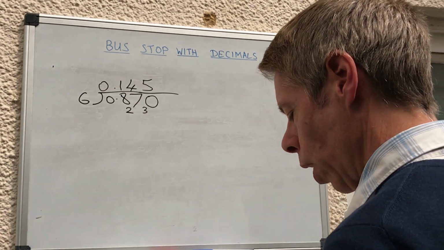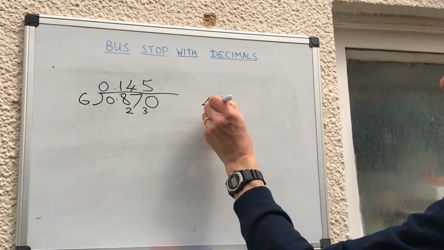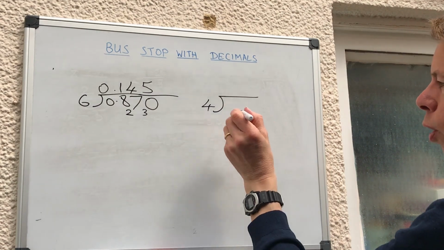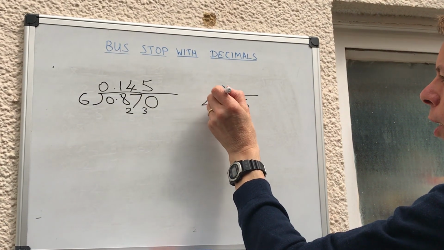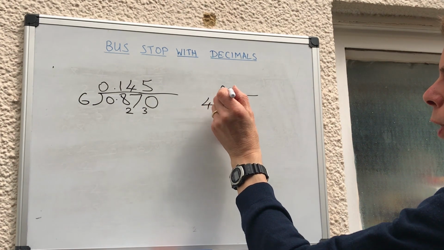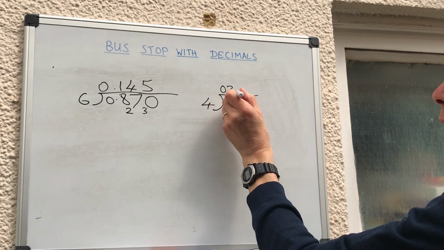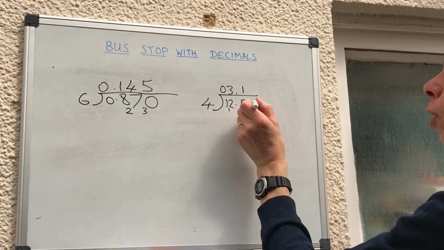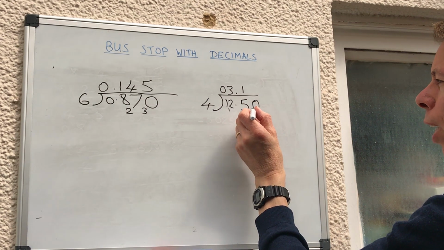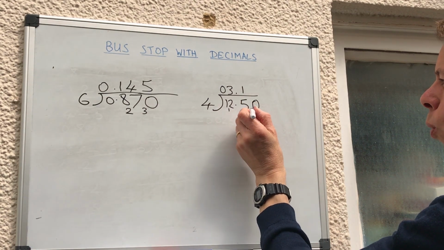Okay, and one last one. How many 4s in 12.5? How many 4s in 1? 0. 1 down there. 4s in 12 is 3. Put your decimal point in. 4s into 5 is 1. So we didn't use all that 5, so we need to put a 0 there. Put the remainder of 1, because 5 take away 4 is 1.